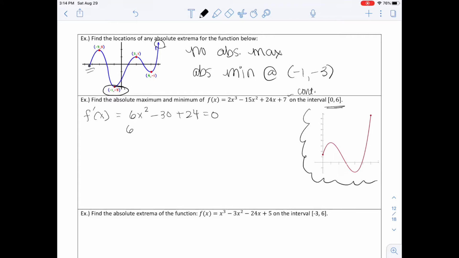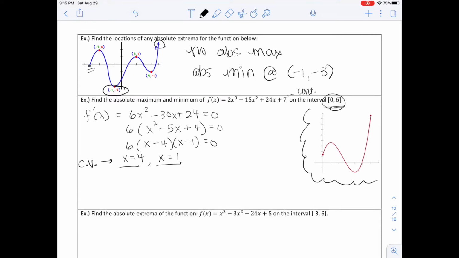From here we can factor out 6 from all of these terms, and we end up with x squared minus 5x plus 4. And then this will factor also, and we end up with x minus 4 and x minus 1. From here, setting those each equal to 0, we get x is equal to 4, and we get x is equal to 1. You now need to look and make sure that 4 is in the interval from 0 to 6, and it is, and also 1 is in that interval, and that also is. So these are our critical values, our critical numbers.